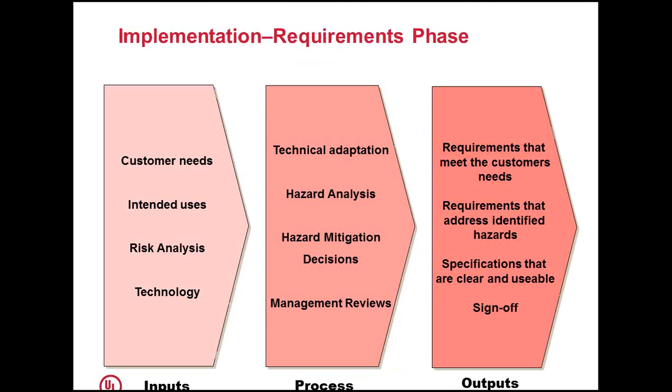In the requirements phase, the first thing to consider is the customer needs, intended uses, risk analysis, what technology you are using, and of course what regulatory requirements are applicable. We do a technical adoption, we do a hazard analysis, we take hazard mitigation decisions, and we discuss with the management and then see how we can go about. The outputs are requirements that meet the customer needs, requirements that address the identified hazards, and specifications that are clear and usable for the next stage of development.